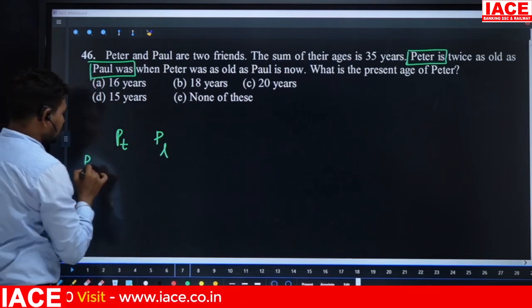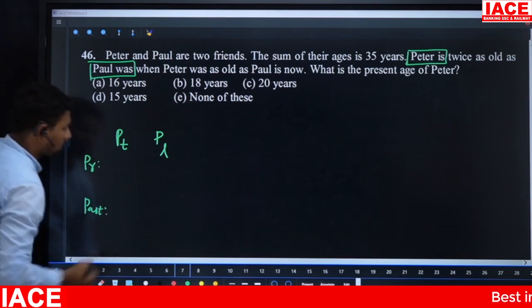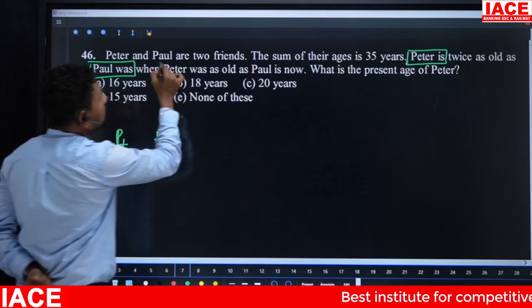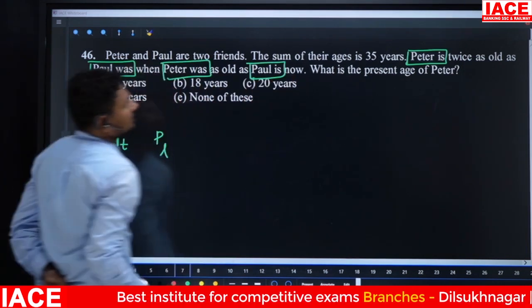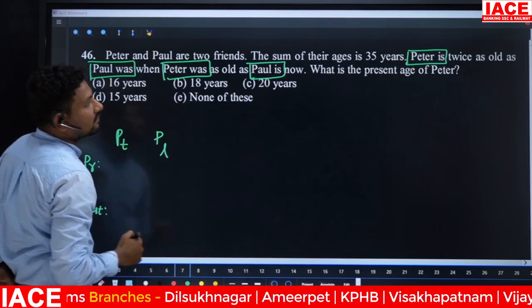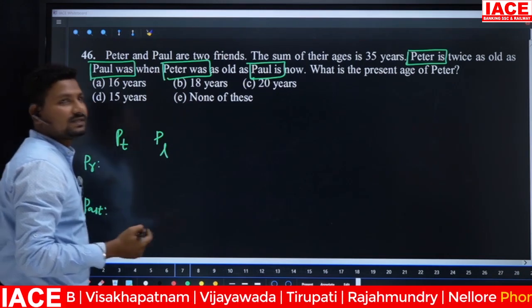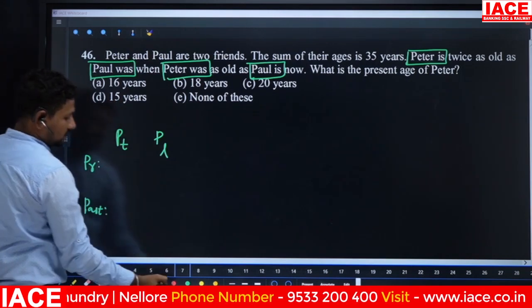Then this is the present and this is, we should take, the past. So present and past, and how many years gap from present to past we don't know, and Peter was, and next Paul is. So first of all, the relation: the sum of the two persons' ages is 35 years. Finally they are asking what is Peter's age. When coming to the equation method, it is lengthy, so go for checking the options. Then let's check by options.